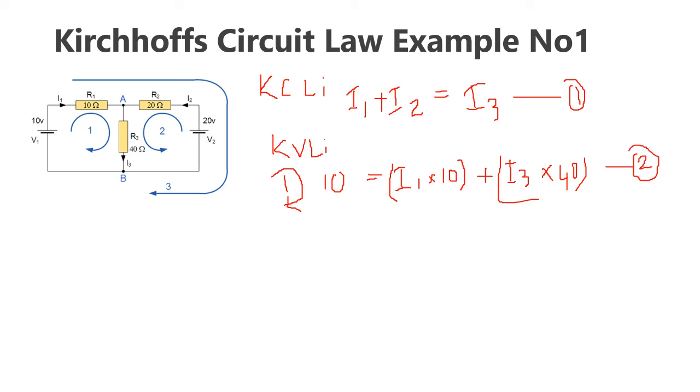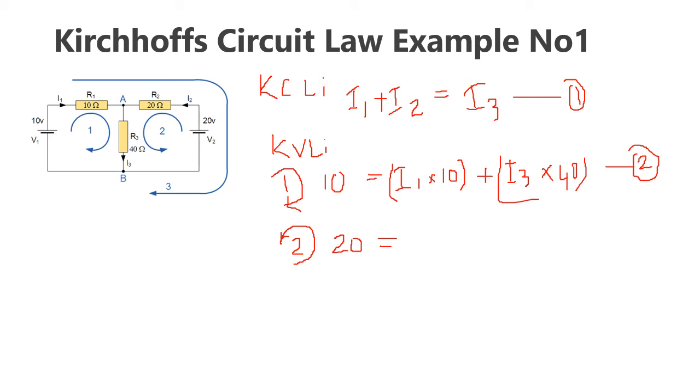Then I am considering loop 2. Loop 2 is in the anti-clockwise direction. For loop 2, there is also only one voltage source, a 20 volt battery, and it is connected in the same direction as my loop direction. So we need to put 20 volts, that will be equal to, there is no other voltage source.